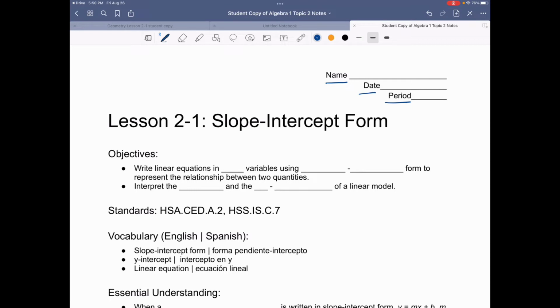Our objectives today are to write linear equations in two variables using slope-intercept form to represent the relationship between two quantities. And you should have learned some of this in 8th grade. We will interpret the slope and the y-intercept of a linear model.